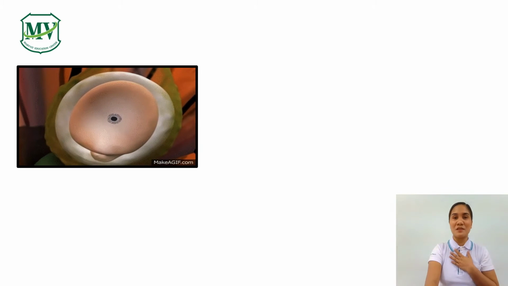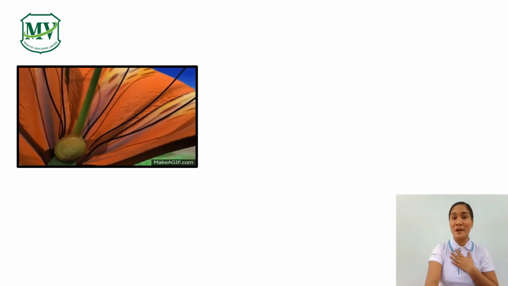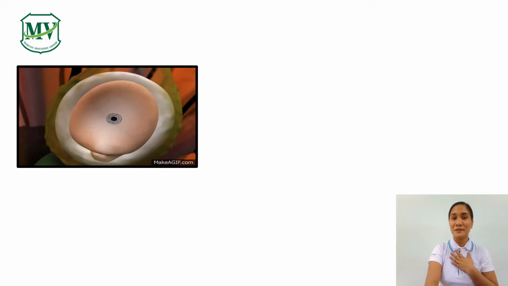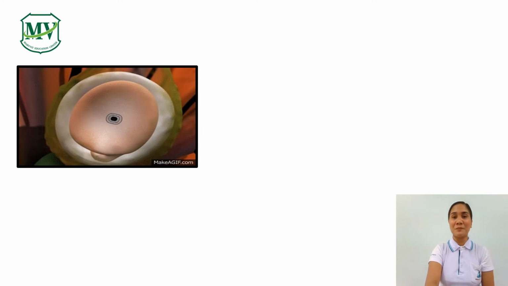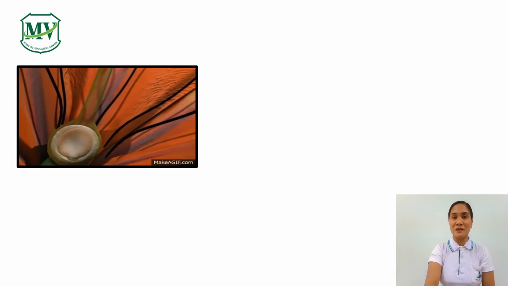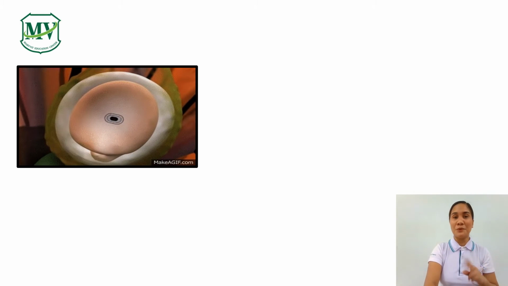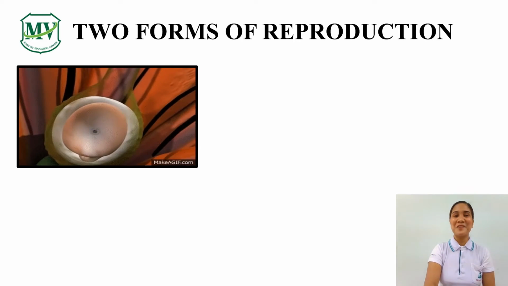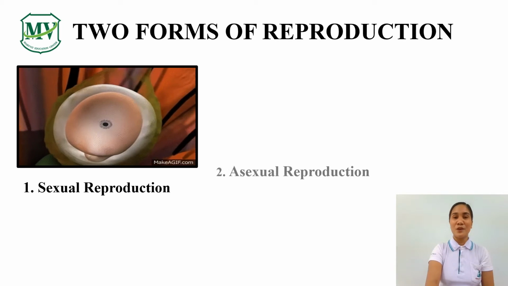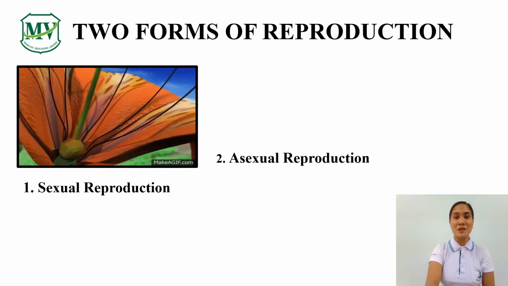So my question is, do all flowering plants show sexual reproduction? Right. Only angiosperms show sexual reproduction. The gymnosperms or non-flowering plants cannot undergo sexual reproduction because they have no reproductive organs. And we have two forms of reproduction. Can you guess what they are? Right. Sexual reproduction and asexual reproduction. So what do you think are the differences between the two?